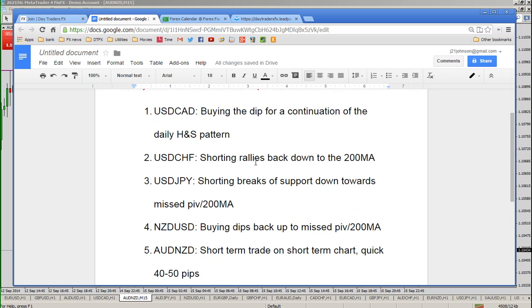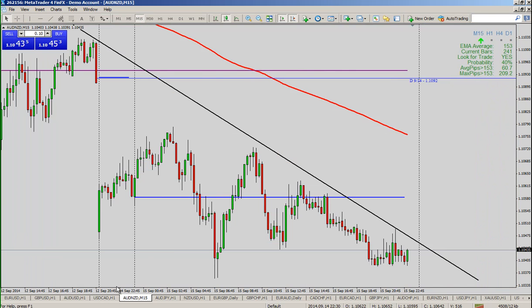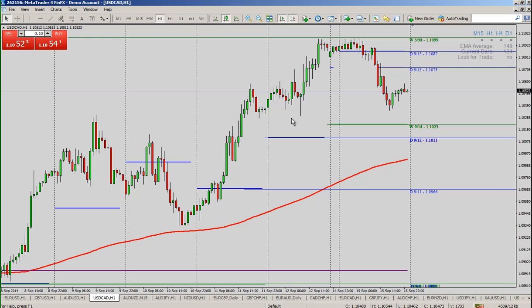Okay, let's get down to the first setup that I really like right here. Number one, the dollar CAD, buying the dip for a continuation of the daily head and shoulders pattern. We've talked about this one a whole bunch.